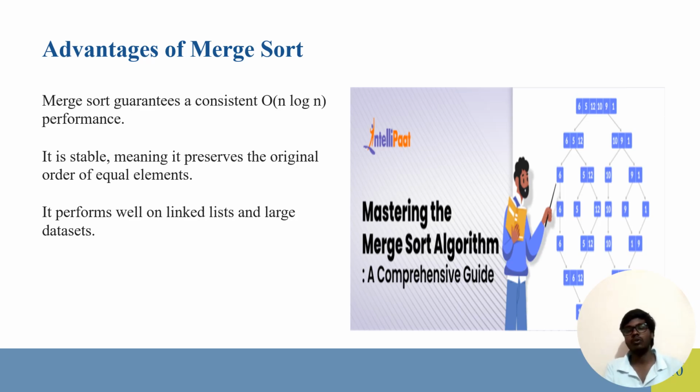Here the most important advantage of the merge sort is the time complexity of the merge sort. As the time complexity of the merge sort is big O of n log n, it is best for any sorting algorithm, for sorting of any list or any array. Big O of n log n is the best time complexity, having a good performance, and also it is stable and preserves the original list.